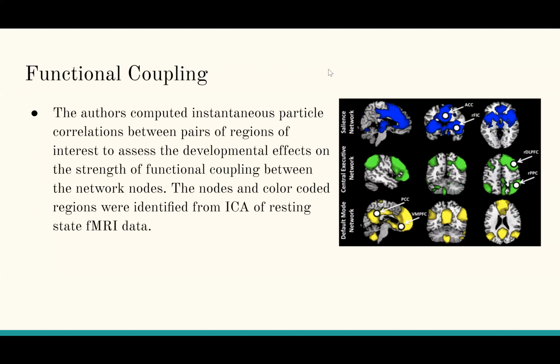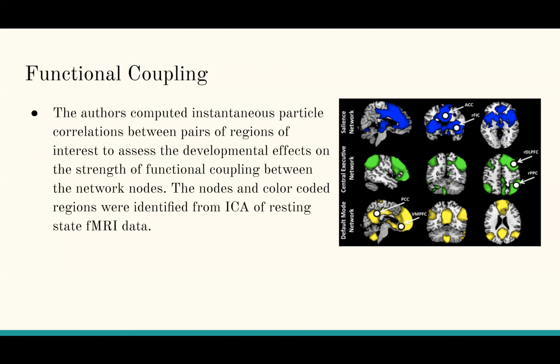So right here is the first figure that the article shows. The authors computed instantaneous partial correlations between pairs of regions of interest to assess the developmental effects on the strength of functional coupling between the network nodes. Partial correlation was a good statistical technique to use in this study because not only does it measure the degree of association between two regions of the brain, but it's able to control for the effects of other brain regions that might impact the measurements you see. That's why partial correlation was pretty useful throughout this study.